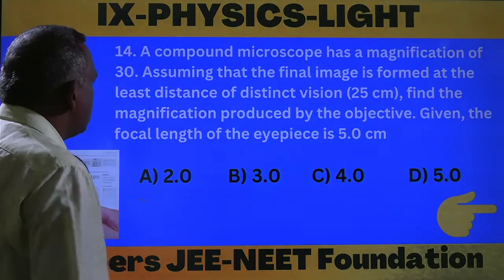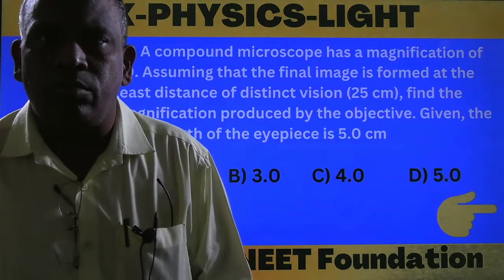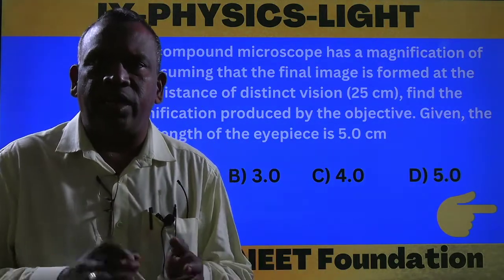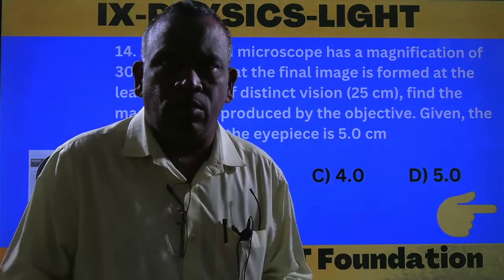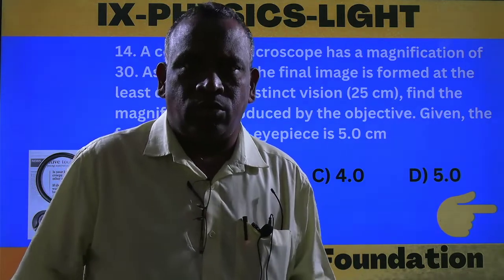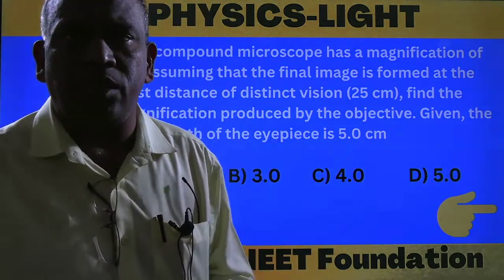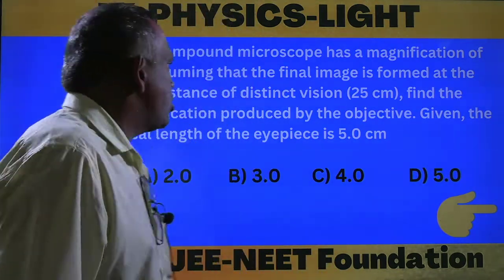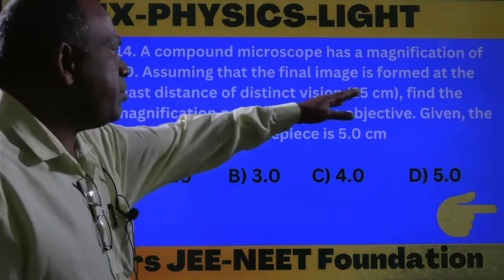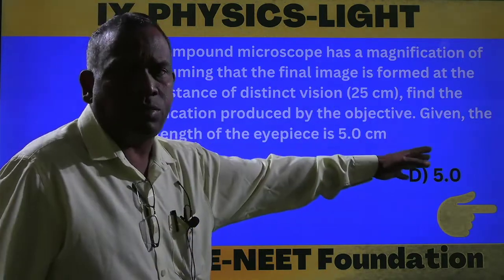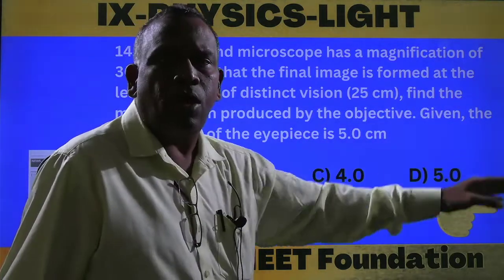So the solution is this. The 14th one, a compound microscope. A compound microscope, you know, consists of an eye lens and an objective lens. There are two lenses placed on the same line. The objective lens is closer to the object, and the eye lens is closer to the eye. A compound microscope has a magnification of 30, assuming the final image is formed at the least distance of vision, that is 25 centimeters. Find the magnification produced by the objective.